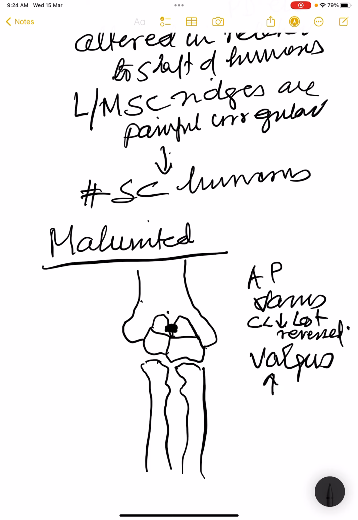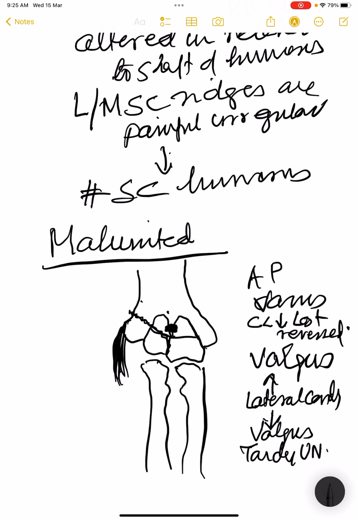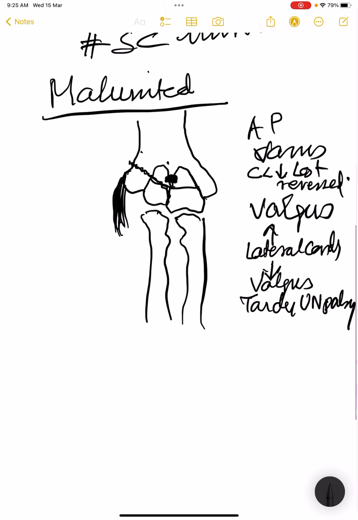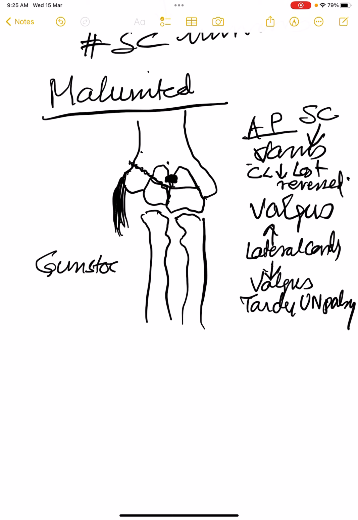The valgus is usually produced by lateral condyle fracture, which covers the lateral epicondyle and the capitulum. This is the lateral condyle fracture. It is pulled out by the brachioradialis insertion and it leads to a valgus deformity, and this valgus can produce tardy ulnar nerve palsy. So on the anteroposterior axis there can be varus or valgus, but in a supracondylar fracture usually there is varus. This varus is also called as gun stock deformity.